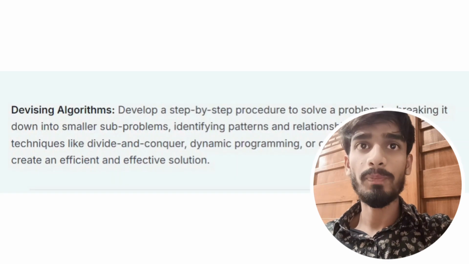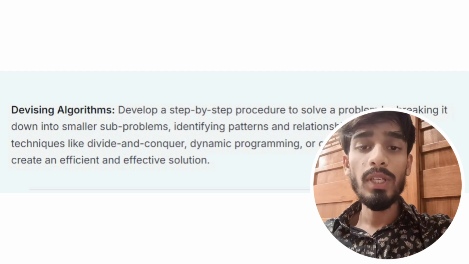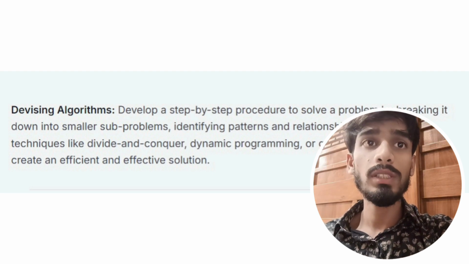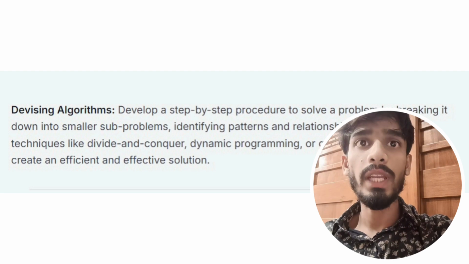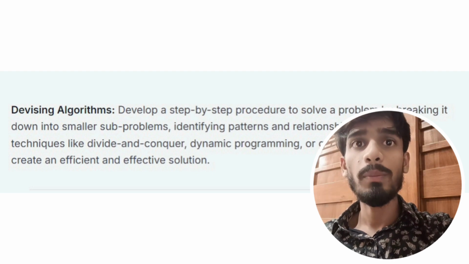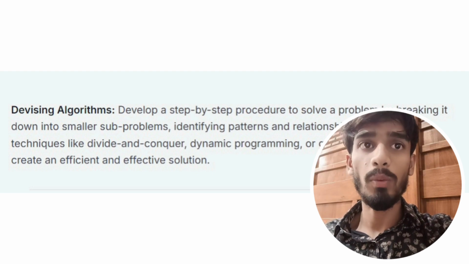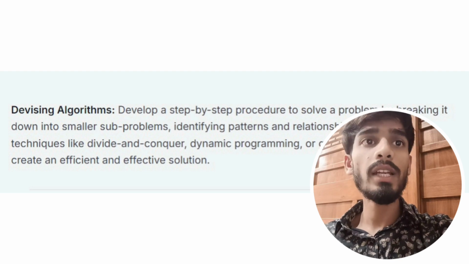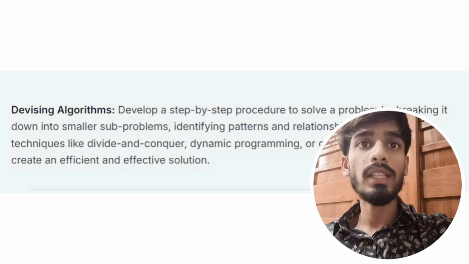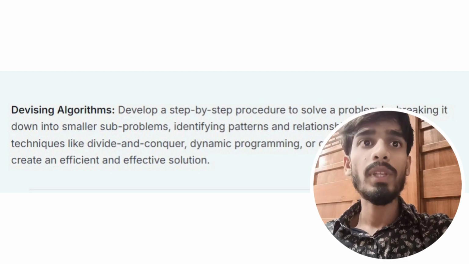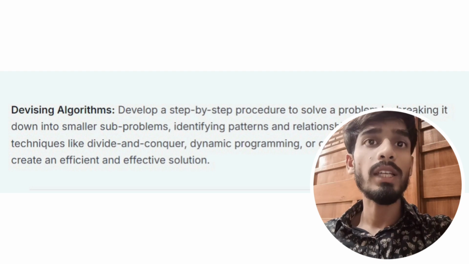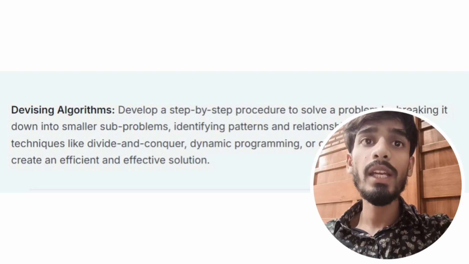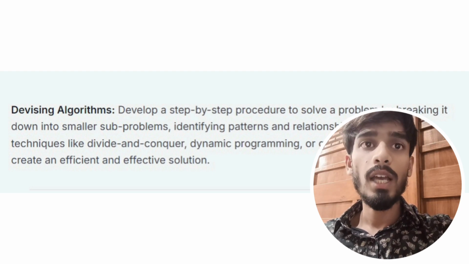Fifth important point, how to devise algorithms. For devising algorithms, we develop a step-by-step procedure to solve a problem by breaking it down into smaller subproblems, identifying patterns and relationships, and using techniques like divide and conquer, dynamic programming, and greedy approaches to create an efficient and effective solution.